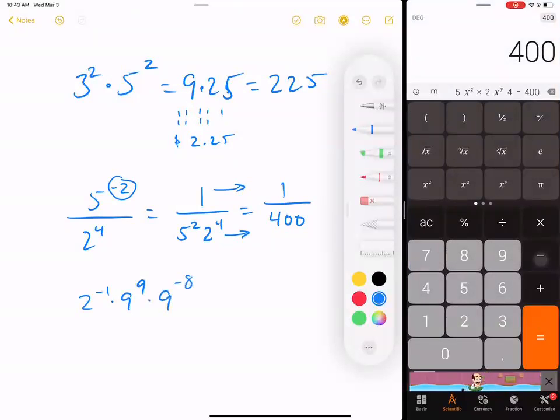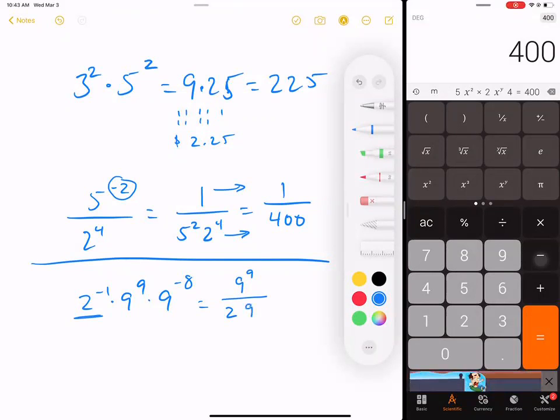Okay, here's my next problem. This next problem looks a little messy because of all these negative exponents. Let's just move them in a fraction to where they should be. The 2 here is negative, so we know it's going to be on the bottom. The 9 is positive, so it's going to stay on top. And the 9 to the negative 8 is going to be on the bottom, and I'll write that as a positive exponent once I've moved it. So you belong on the bottom, and you belong on the bottom, and you, 9 to the 9, you're on top.